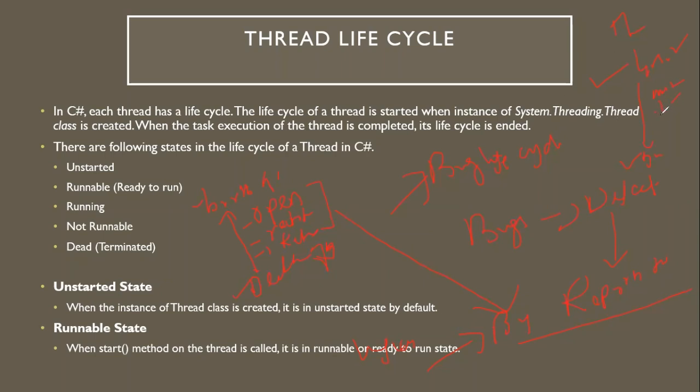Then after that, you have runnable mode. Runnable mode means when you use the start method on a thread, it is called runnable mode. Then third is running mode. That means now the thread is running. After that, not runnable. When does it not run? When we use the sleep method or the wait method, it goes to not runnable mode. Lastly, when the thread stops execution, it is in dead state or terminated state.